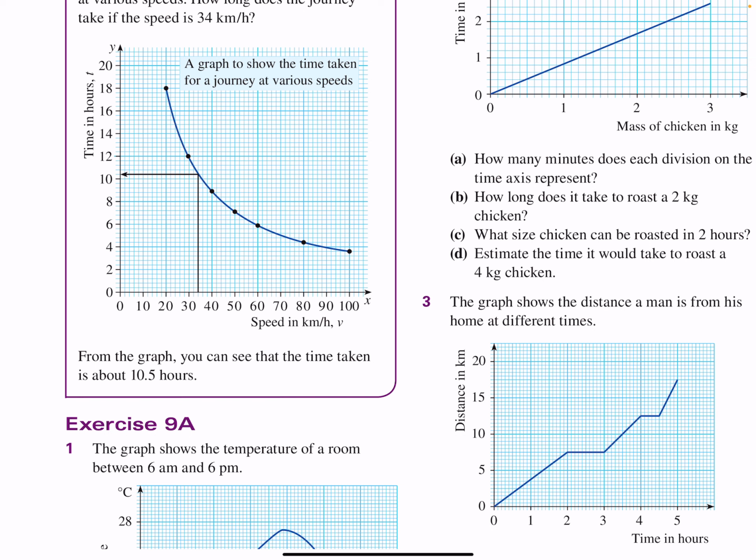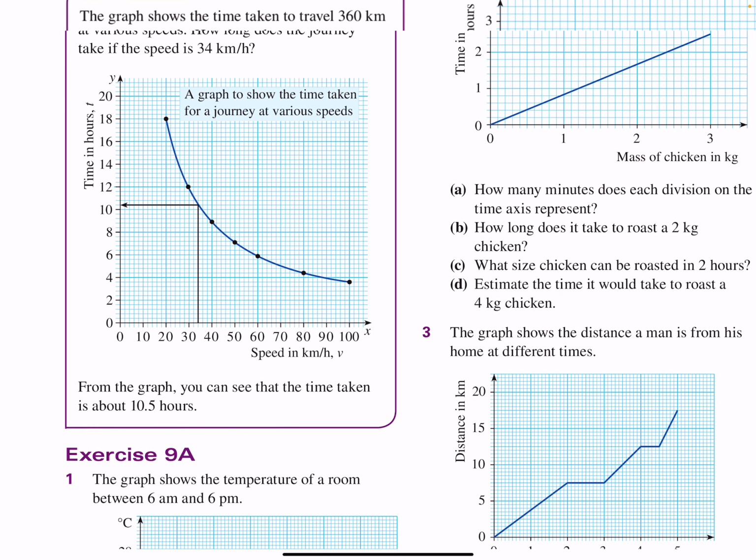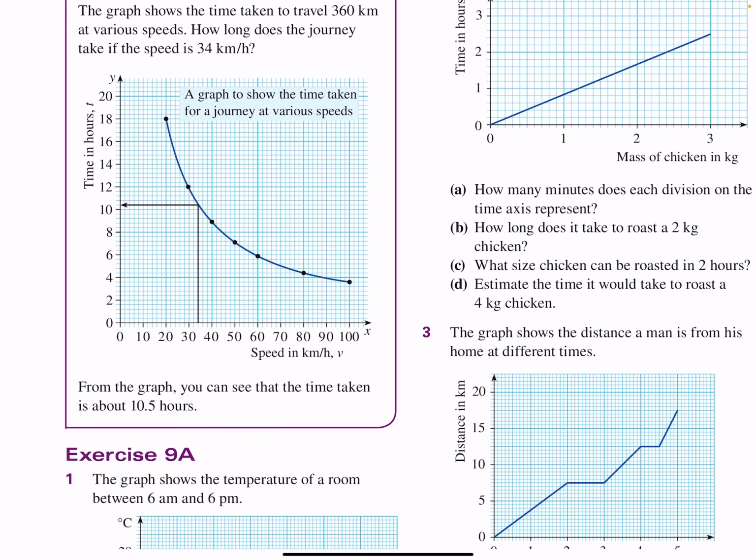So when they ask, what was the speed, or let's change it, my speed was, let's say, 34 kilometers per hour. How much time did it take me? So you have to look at 34, you look down beneath, you go up to the graph, and then you look to the left, which is about 10.5. Time in hours.